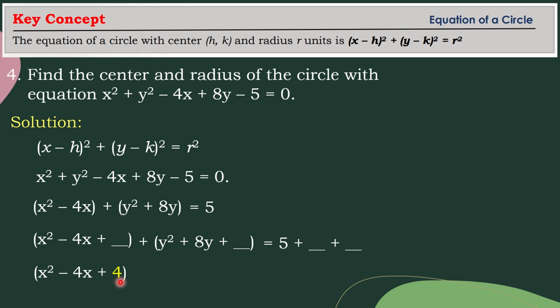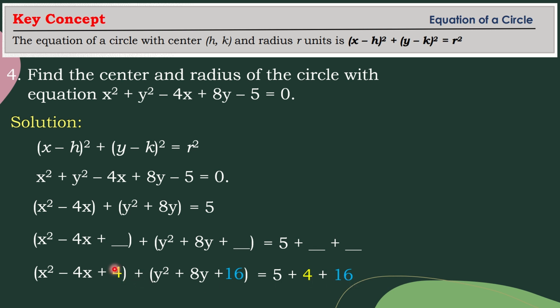Kung ang tanong nyo po ay lagi po bang divided by 2 tapos yung sagot is squared? Opo. So ganun po yung proseso ng completing the square. Okay, so for the second group, that is 16. So why is it 16? So 8 divided by 2, that is 4, and 4 squared, that is 16. Then 5 plus yung nilagay mo ditong number, which is 4, and then 16. So 5 plus 4 plus 16.